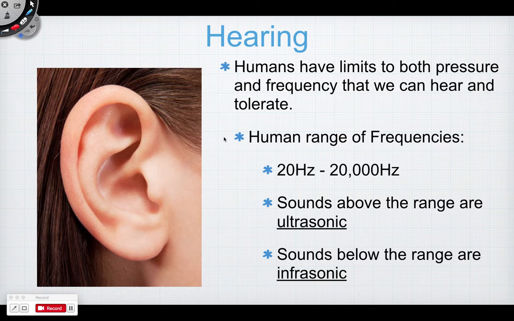Sounds above 20,000 hertz are called ultrasonic. Ultra means greater, greater than what we can hear. Keep in mind, this is ultrasonic, not supersonic. Supersonic means faster than the speed of sound, not higher pitched. Sounds below 20 hertz are infrasonic. So this is infra, and this is ultra, beyond here. Okay.